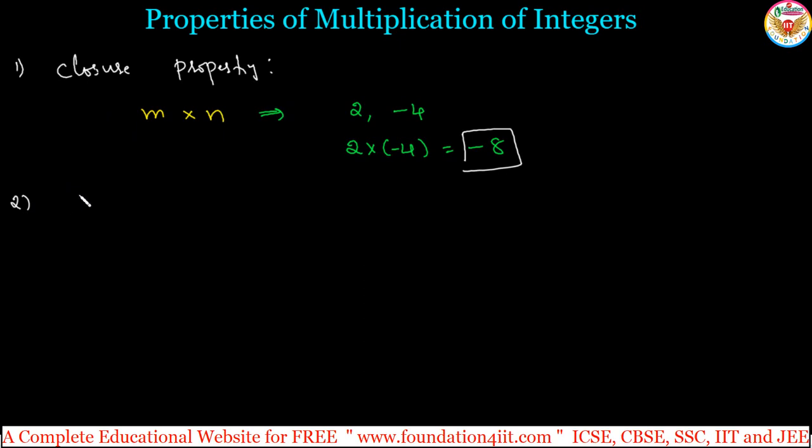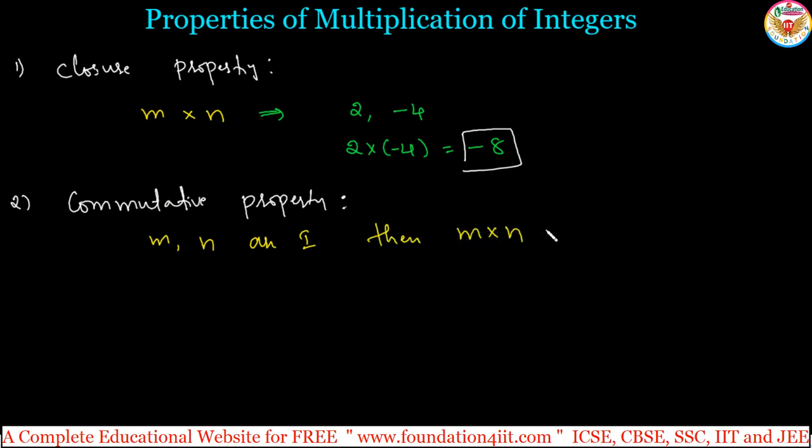Next, the commutative property, or commutativity. According to this property, if m and n are two integers, then if you multiply m into n, that is exactly equal to n into m. If you multiply both, m into n is exactly equal to n into m. This is the commutative property.